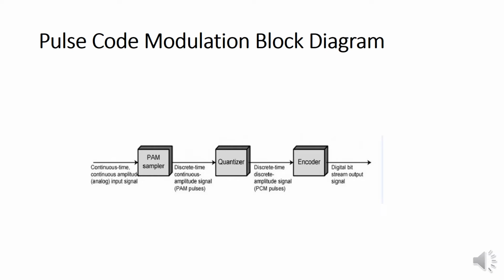In the pulse code modulation block, we have the PAM sampler, then the quantizer and the encoder. The continuous time signal is converted into a discrete time signal, then the discrete time signal is converted to the digital bit stream output signal.